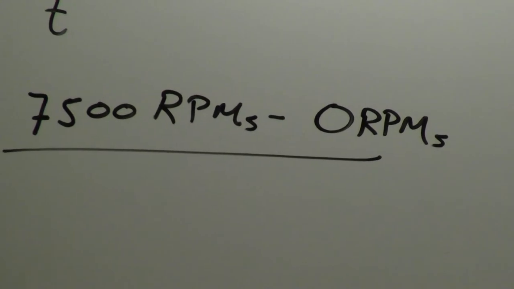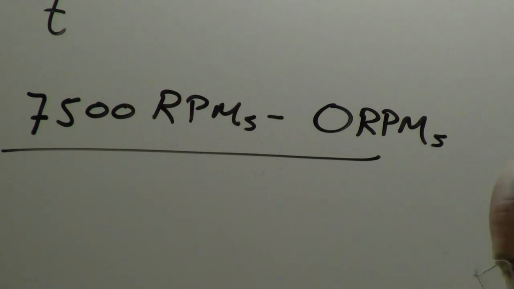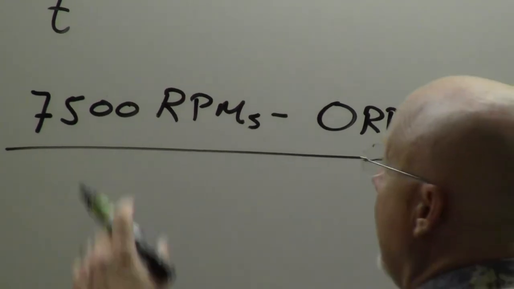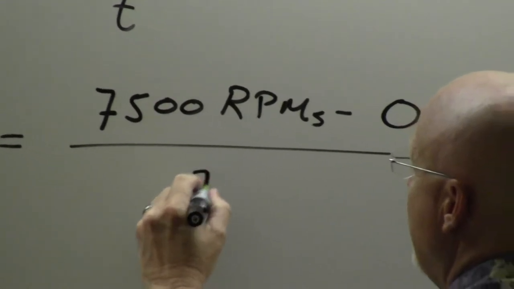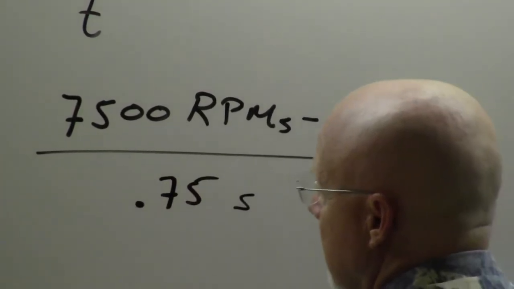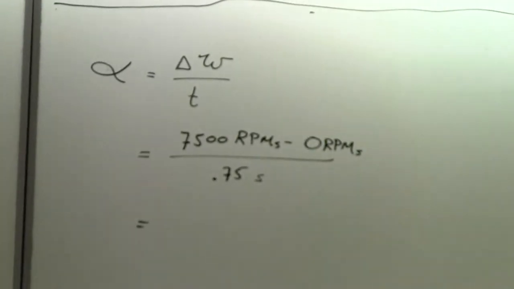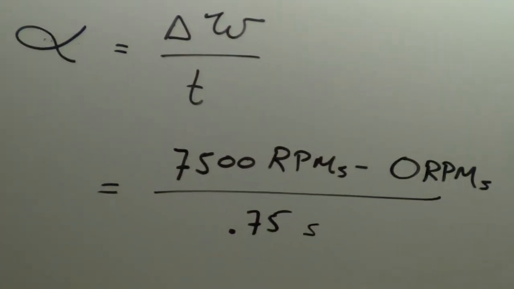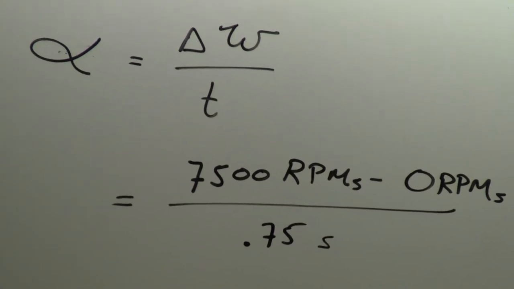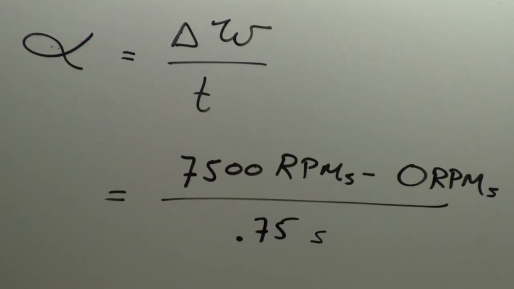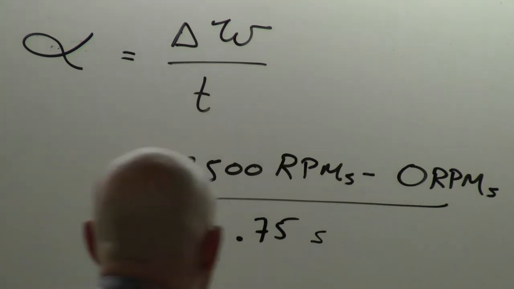It went from sleeping, that's what they mean by sleep. It just, hey, don't spin it, save a little electricity. But the hard drive only works while it's spinning, so we have to bring it up to speed before we can start using our computer. And then it takes about 3/4 of a second. So if I grab my calculator here, I will have 7,500 divided by 3/4 of a second. And that comes out to be 10,000.